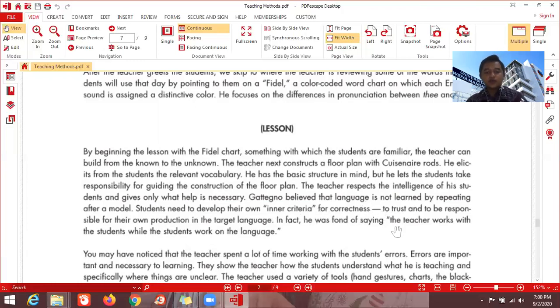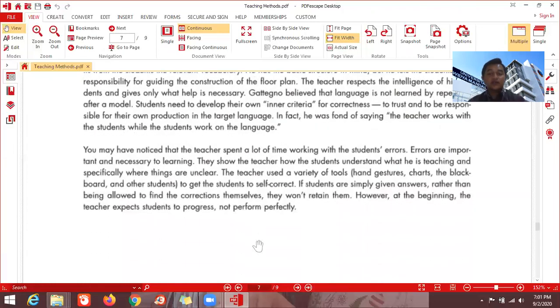This is an interesting quote that I read as well, that in fact, the teachers were fond of saying the teacher works with the students while the students work on the language. Wow. The teacher, the tutor works with the students, with your English club members, and then they themselves work on the language.